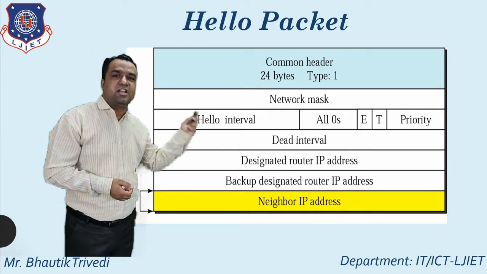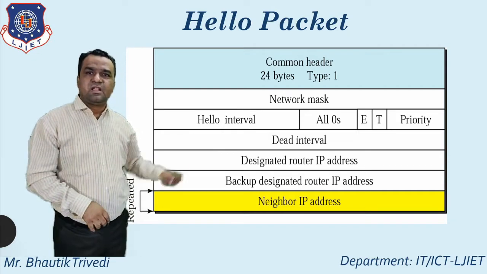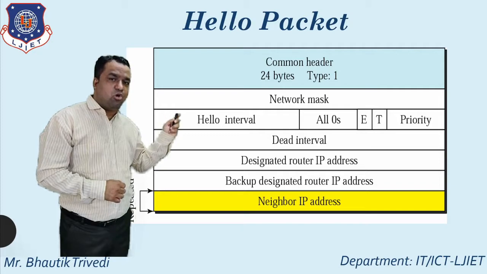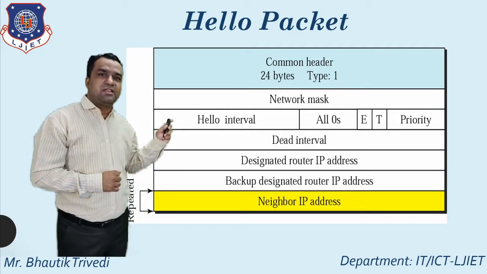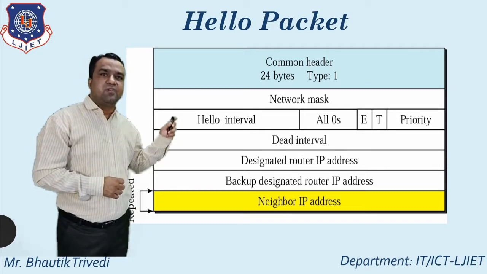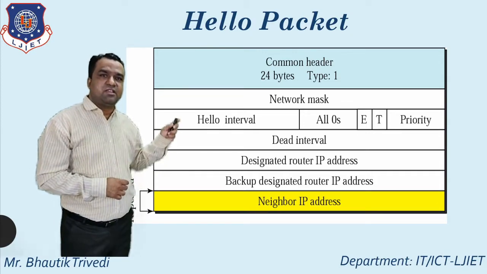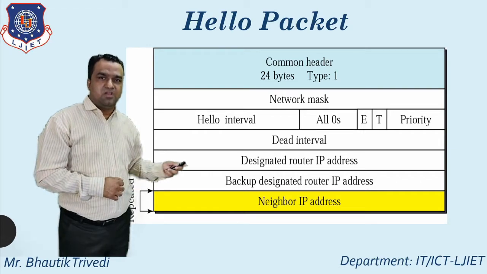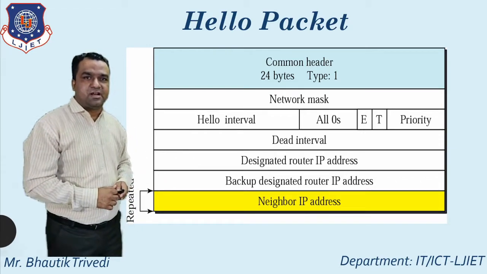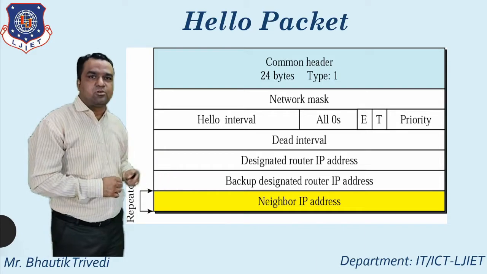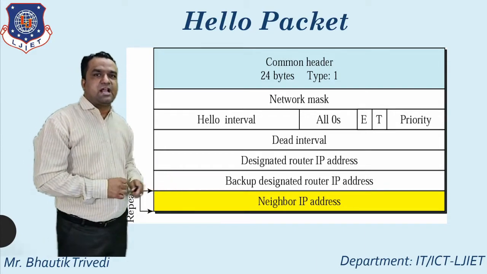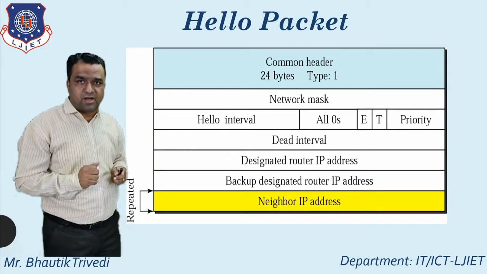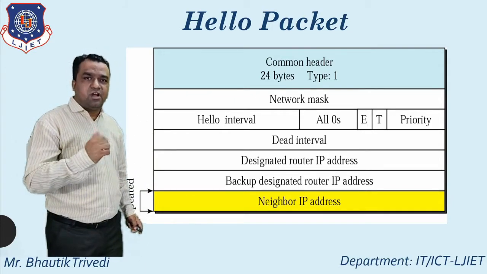The first one is the network mask. The second one is the hello interval. The third one is all zeros. The fourth one is the E flag. The fifth one is the T flag. The sixth one is the priority. Then after that the dead interval. After that, the designated router IP address, the backup designated router IP address, and the neighbor IP address. So this is the structure of the hello packet format. Let's start one by one.